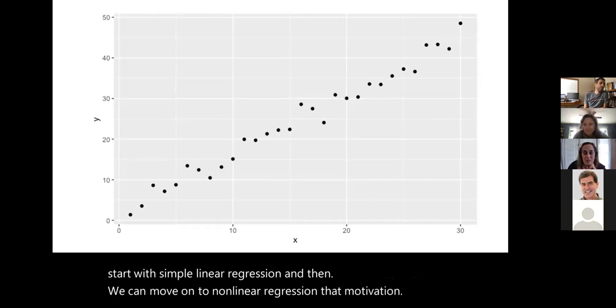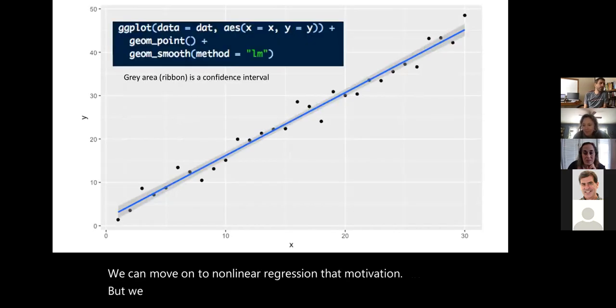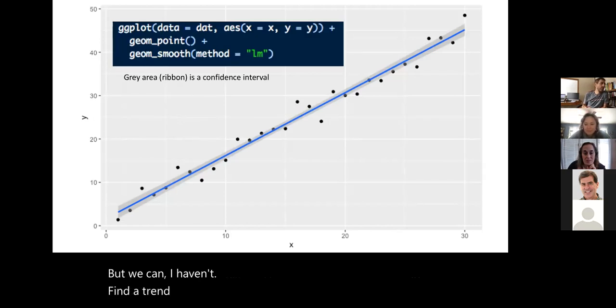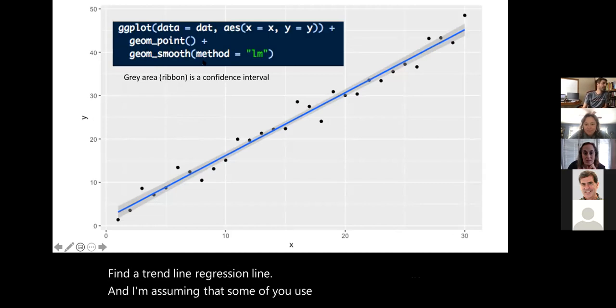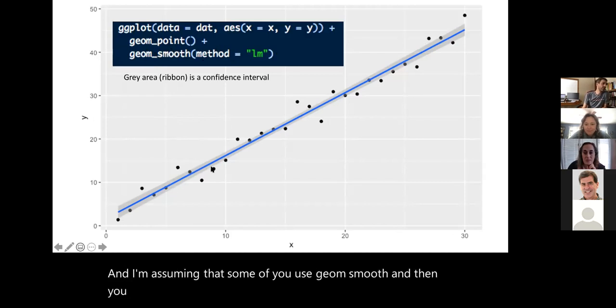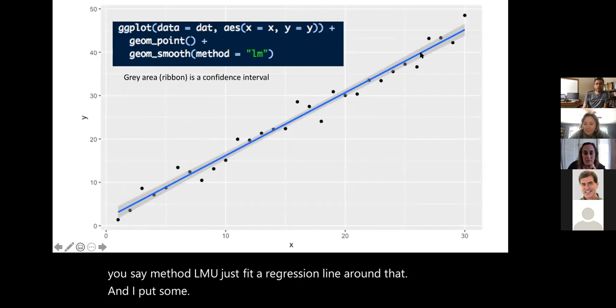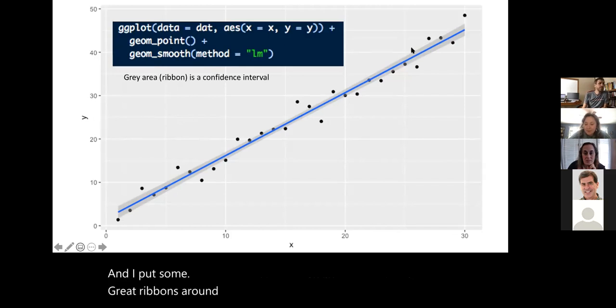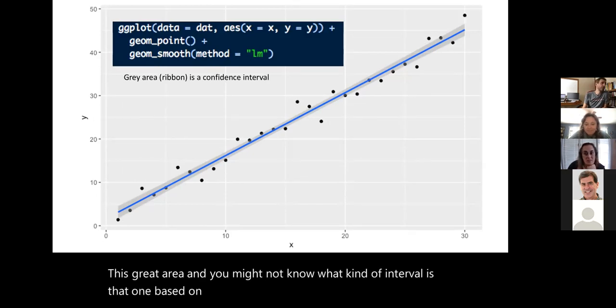We can have a trend line, a regression line, and I'm assuming that some of you use geom_smooth, and if you say method equals lm, you just fit a regression line. And I put some gray ribbons around it, this gray area. And you might not know, what kind of interval is that based on what I was telling you before? Well, that's a confidence interval for that regression line.